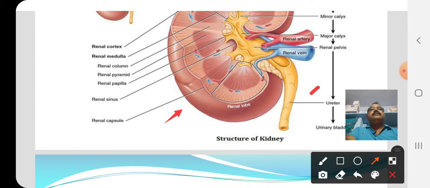Then the small opening through which the urine flows from the pyramid is called minor calyx, which leads to a wider region known as major calyx. The major calyx leads to pelvis. From the pelvis, the ureter arises.